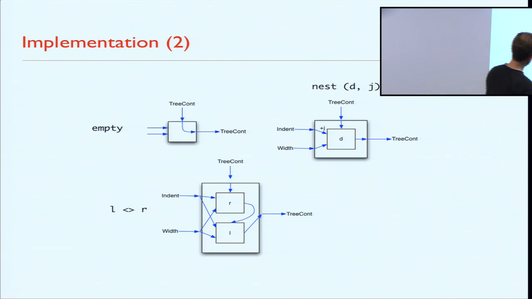And then this is the composition one. So you feed the continuation, that should join up there. You feed the continuation into the right-hand one, and the indentation and the widths go in both places, and the output of that one goes in there and comes out that way. So this is great.